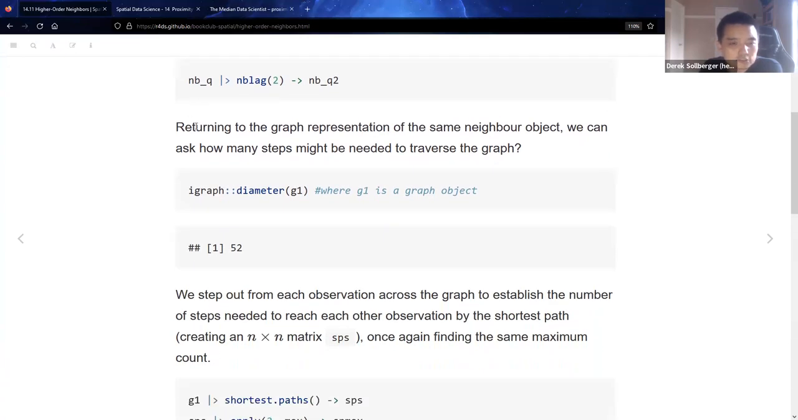I briefly flashed on screen that there are ways to, instead of having the neighbor objects, have a graph object. And the nice thing is, if you bring in technologies for handling graphs, such as the iGraph package, we ask ourselves, how many steps might be needed to traverse the entire graph? Like, how far away can we be in that sense? And the diameter of the graph, the largest distance in number of steps, is 52.